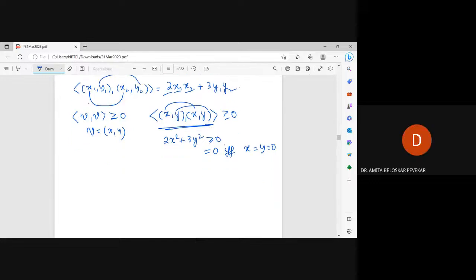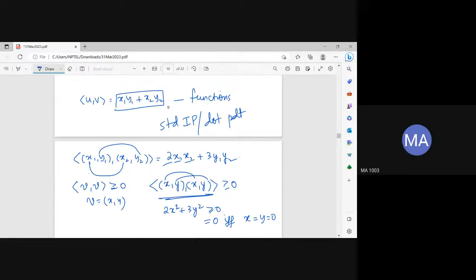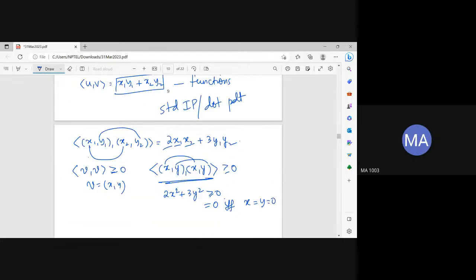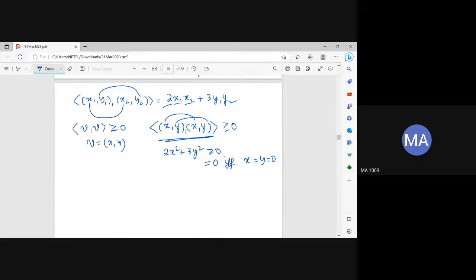First condition done. Linearity, shall I skip? Because it's all going to be satisfied, right? You just combine the terms, take the common coefficient outside and all that. And symmetry, yes, symmetry is satisfied. If I write (x2, y2) first, it's going to be 2 times x2 into x1 plus 3 times y2 into y1, right? So it's the same. See, as long as you don't have any x1y2 or y1x2 terms, symmetry is not going to be a problem.